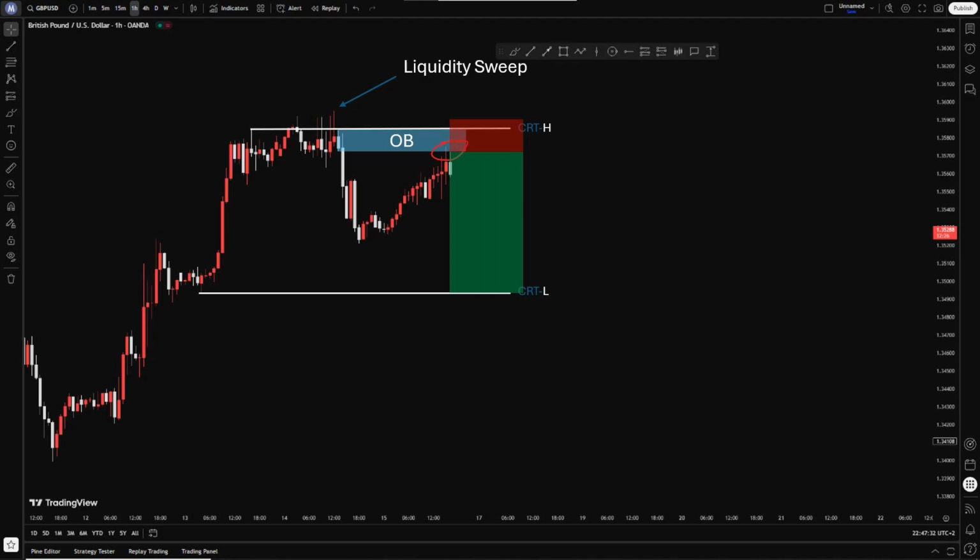Flexibility is everything. The market doesn't care about your plan, it does what it wants. And after just a few days, boom, price drops and smashes through our target. This particular trade took around 4 days to fully mature. And that right there is why patience is absolutely critical in trading.